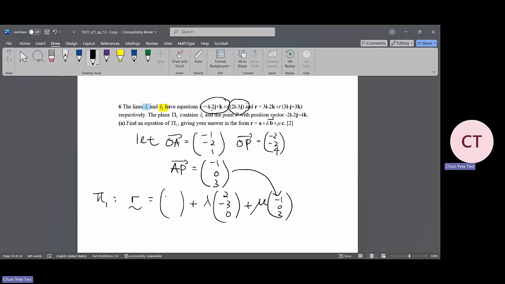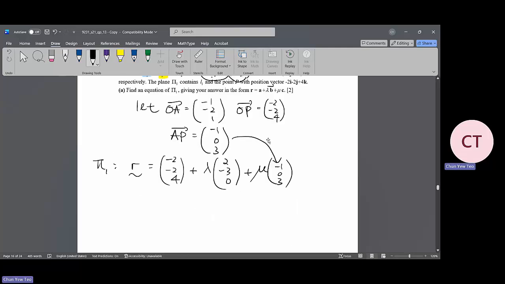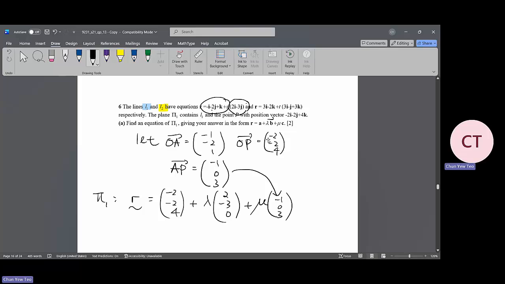Okay, then for this one, it will be either point A or point B also can. So over here, I use point B. Okay, done. So this will be the answer for number 6a.